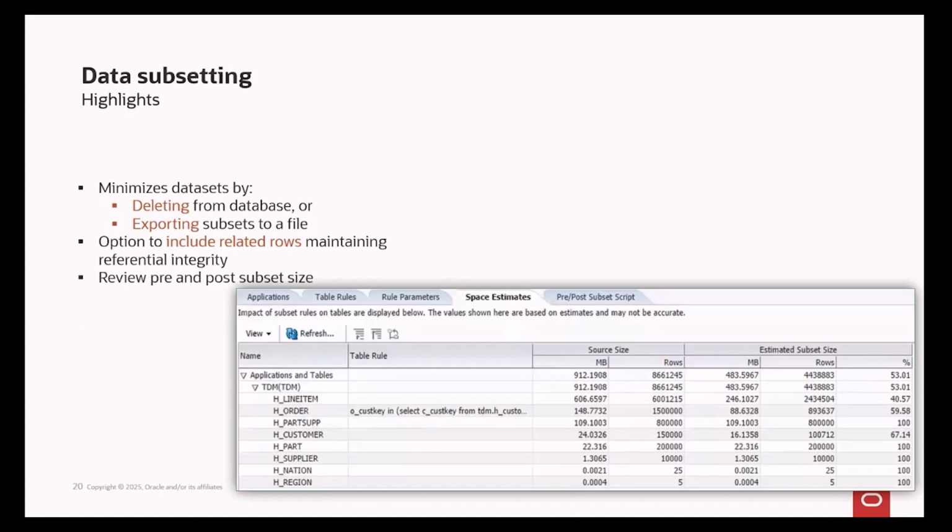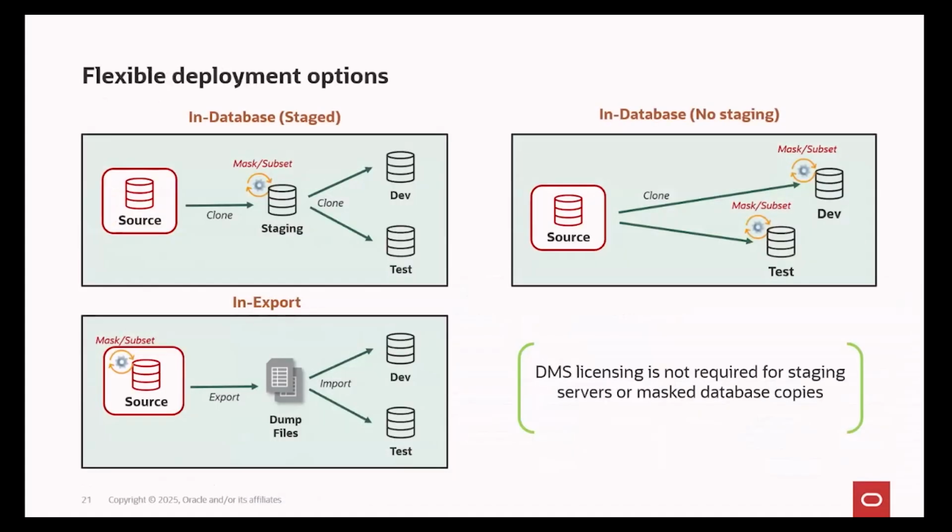And now I would like to share the 2 flexible deployment options that DMS offers. First one is in database. In this case, either you can perform your DMS operations on a staging server, which will basically have the clone data from your source database. Once your masking and subsetting jobs are completed, you can clone the data to your dev or your test environments. Or if you don't want to deal with a staging server in between, you can directly perform masking and subsetting on your non-production environments.